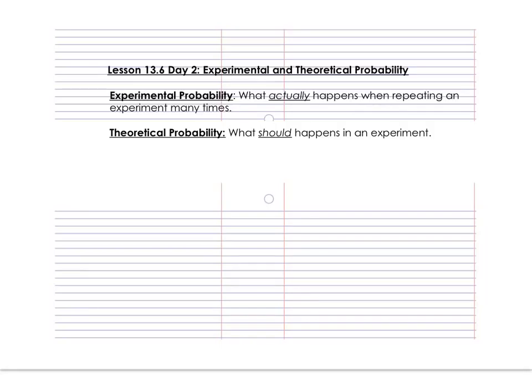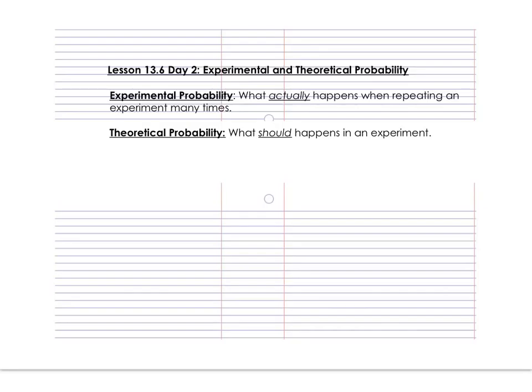So yesterday we had an introduction to finding the probability of an event. Today we're going to take a look at something called an experimental probability, which is actually something that we were doing yesterday. I just didn't define it for us yesterday. With experimental probabilities, what actually happens when repeating an experiment many times. So let's say I flip a coin lots and lots of times. The results of getting the number of heads I have to the number of total flips, that would be an experimental probability. It's what actually happens when I do the experiment.